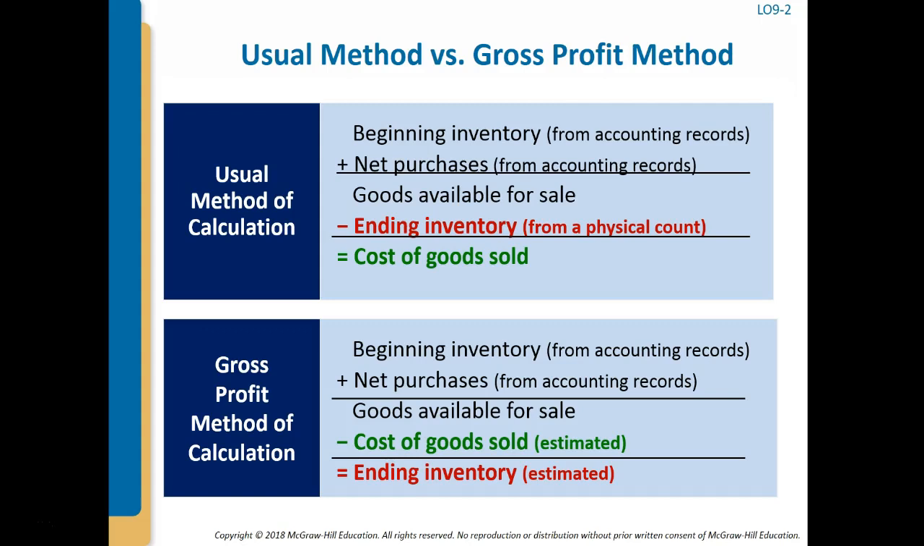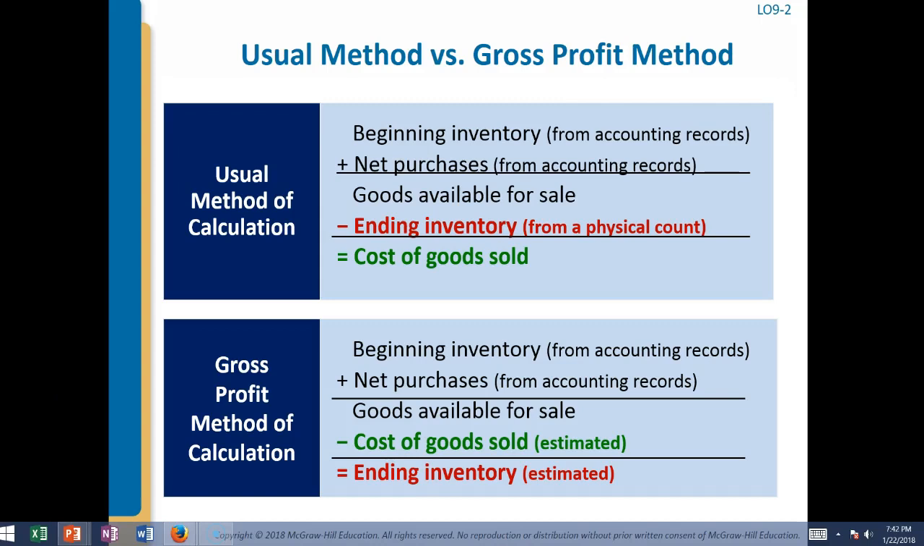Let's compare the gross profit method with the way inventory and cost of goods sold are normally determined. Using a periodic inventory system, ending inventory is known from a physical count, and cost of goods sold is derived as follows. Beginning inventory from the accounting records plus net purchases equal our goods available for sale, less our ending inventory from a physical count gives us our cost of goods sold.